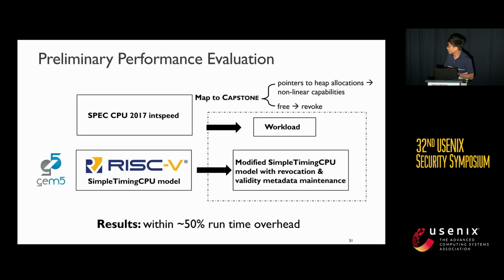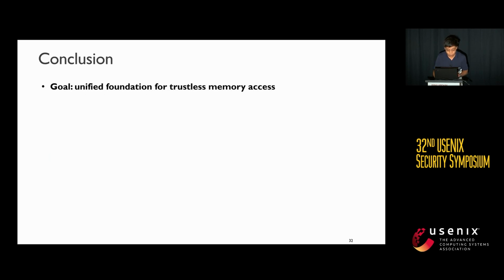We have a preliminary performance evaluation, which is based on a gem5 simulator, and we modified a simple timing CPU model to implement the part that's most unique in this implementation, which is revocation metadata maintenance. And current preliminary results show an overhead of about 50%.